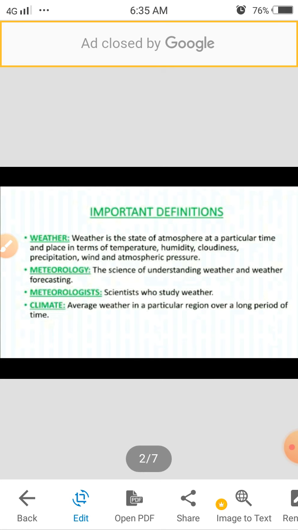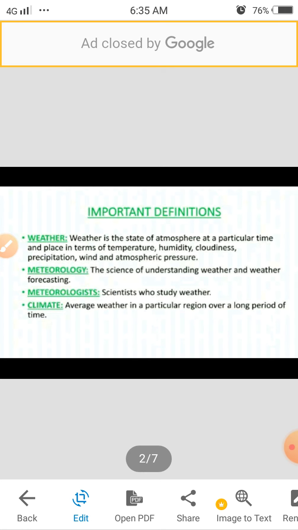Then the next term is climate. What is climate? Average weather in a particular region over a long period of time is known as the climate. For example, nowadays there is a winter season for 3 or 4 months. So this season is known as the climate of this place.